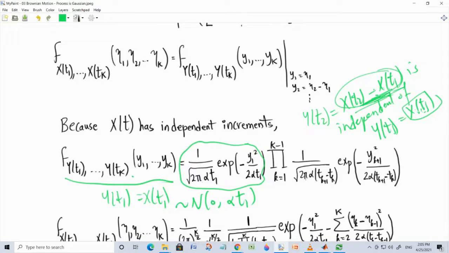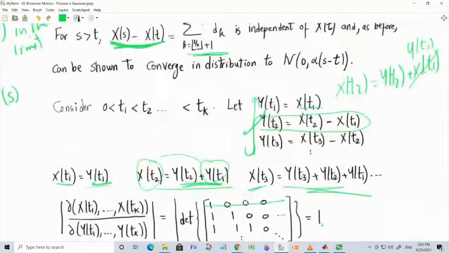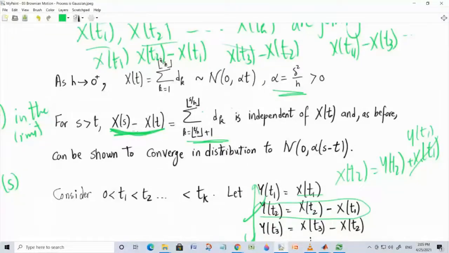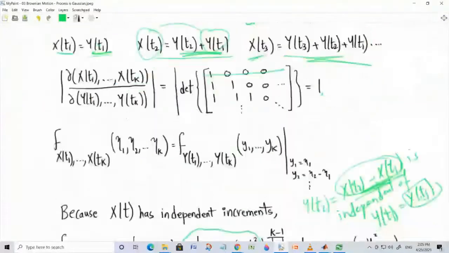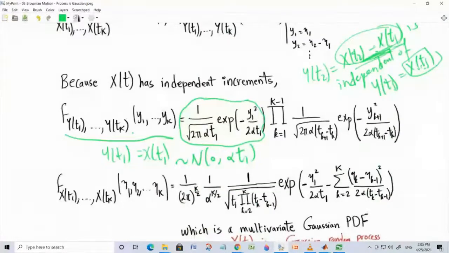Now for y2, the difference is Gaussian. Again, I didn't do this here, but basically to study the difference and to show that this thing indeed converges to a Gaussian, it's exactly like what we did for x of t. And the convergence will be to a Gaussian that is zero mean and whose variance is alpha multiplied by the time difference. So again, go and take the variance.